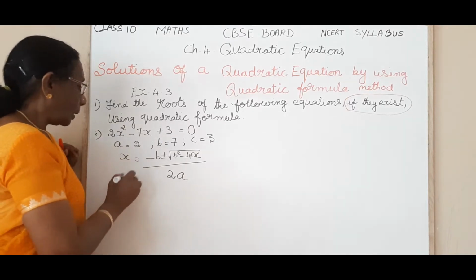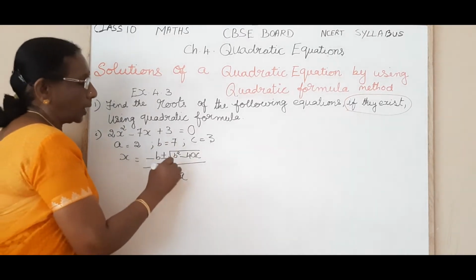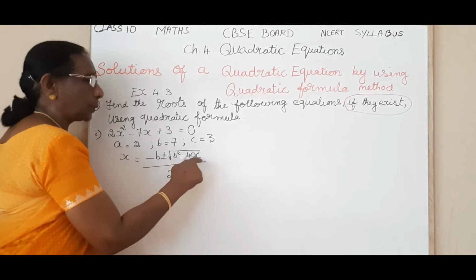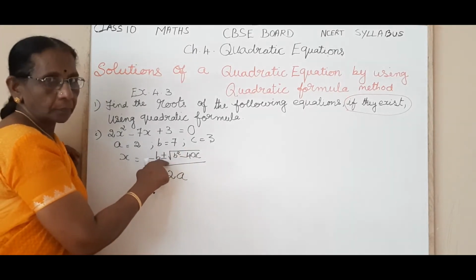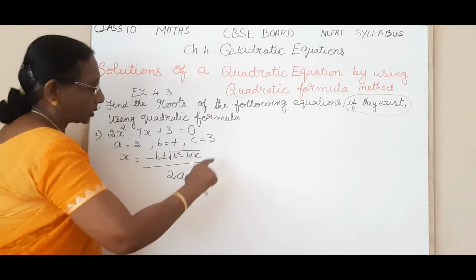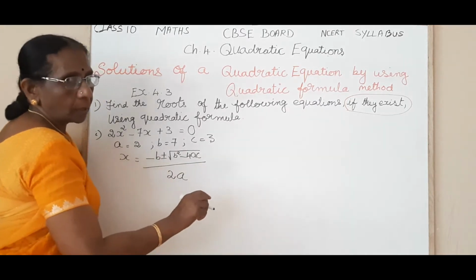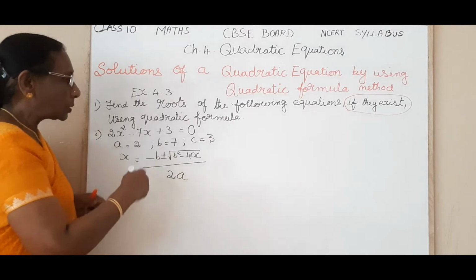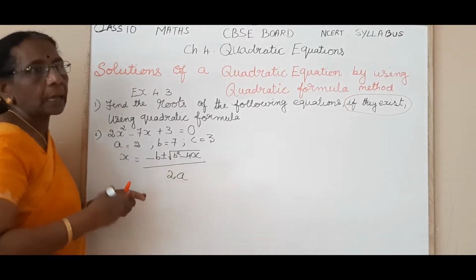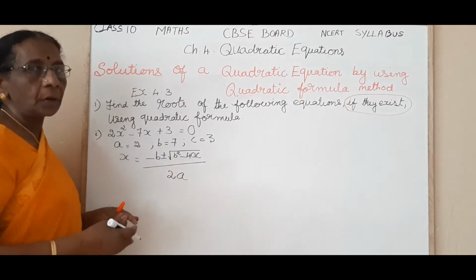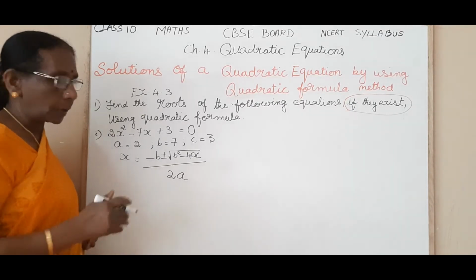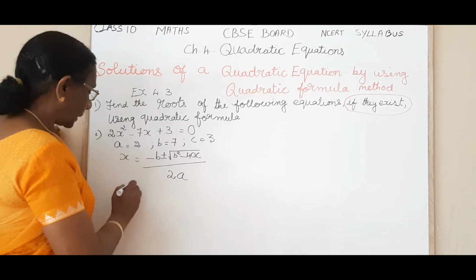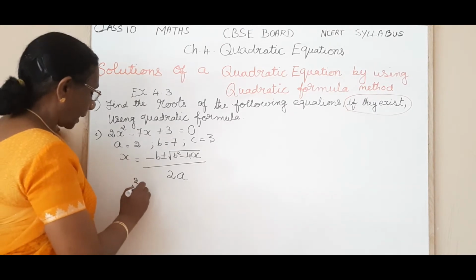Now I think it will be easy for you to calculate b squared minus 4ac separately and then substitute it in this. So you can avoid writing the root symbol in all the steps. When you write the root symbol in all the steps, there is a chance of missing a term or a sign, and thereby the answer may go wrong. So first you calculate this b squared minus 4ac.